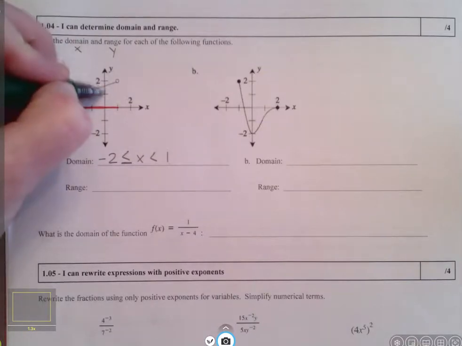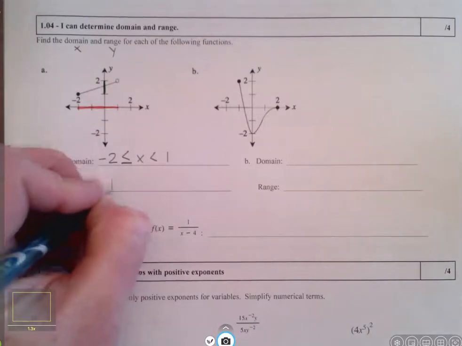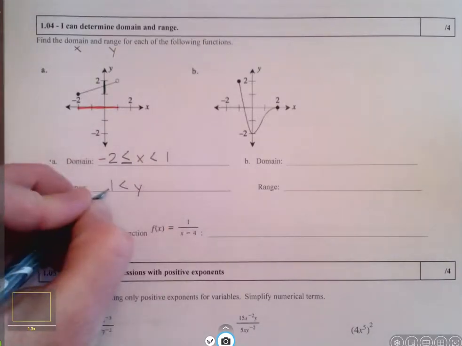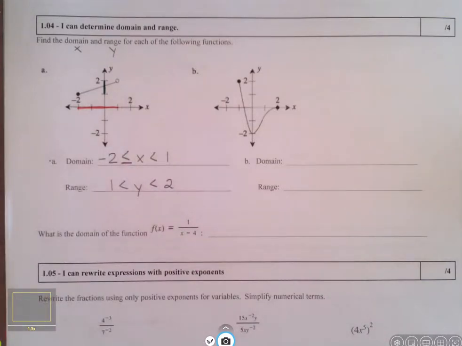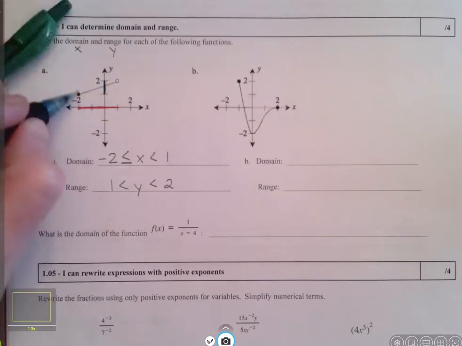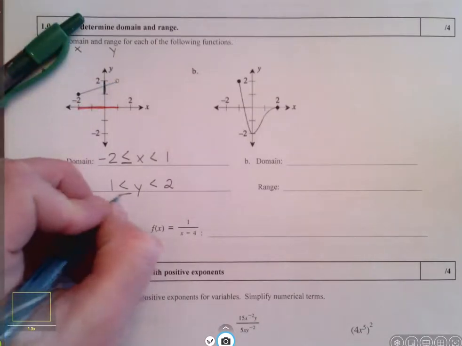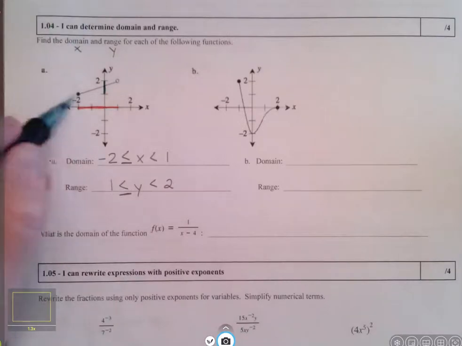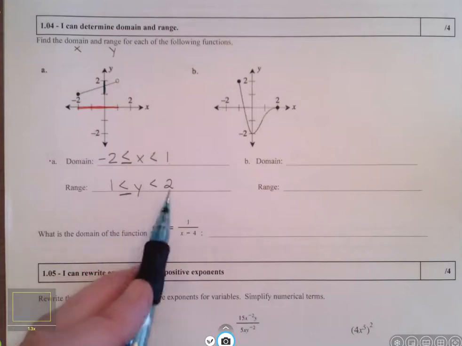Okay. Now, if we want to take a look at range, so my range values go from here up. That's the only place where this graph exists. So it looks like it's between 1 and 2. You always put the smaller number on the left, bigger number on the right. Now I need to indicate if it includes the value or not. So for here, it does include 1, and it goes up to 2 and does not include 2. So we're going to go ahead and include 1, does not include 2. Y is greater than or equal to 1 and less than 2.